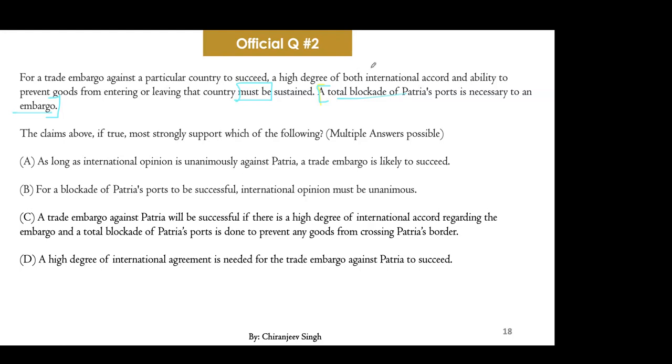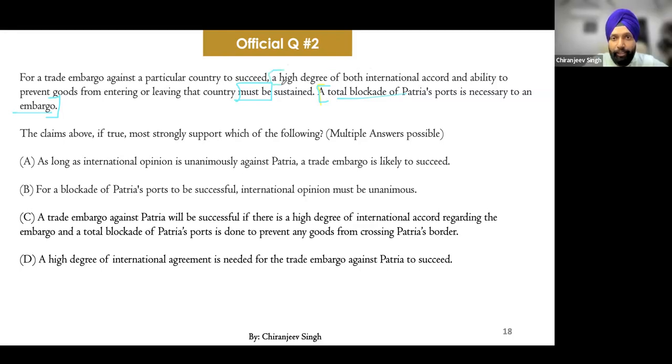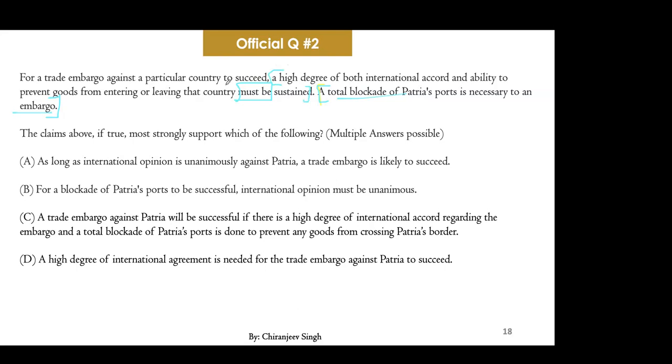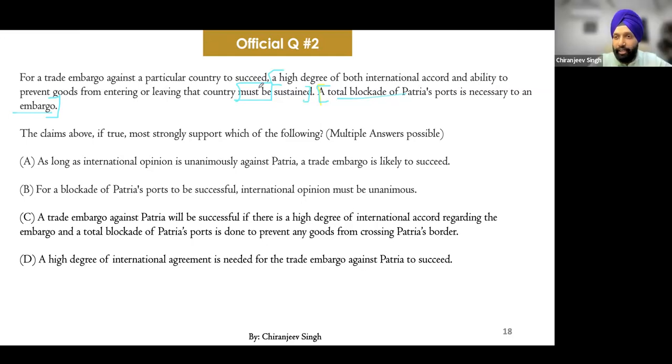So let's say if somebody says that we have satisfied these two conditions, can we be sure that the embargo is going to succeed in that case? There could be a third condition which might not have been satisfied, even though these two might have been. So we cannot say that. Just because two necessary conditions have been satisfied, we cannot say that definitely this will be successful, right? So that is why C is wrong.